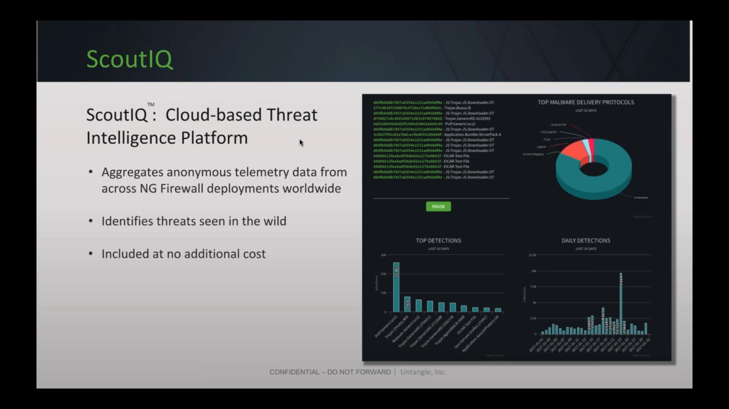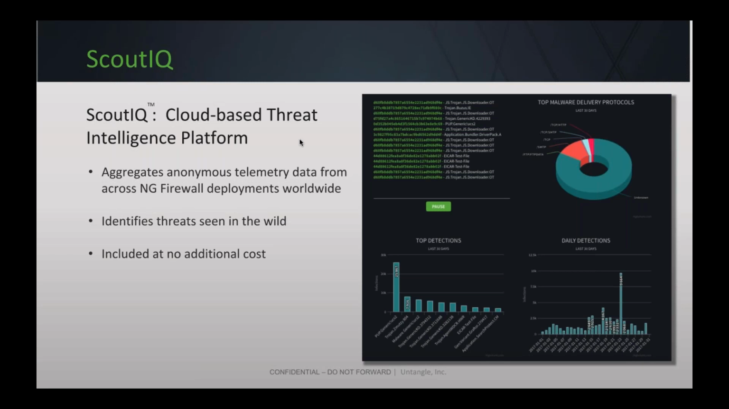So your virus blocker app on Untangle will call out to our Scout IQ cloud to get telemetry data and zero-day information from malware and ransomware and things like that. It's identifying threats that are seen in the wild. And like I said, it's no additional cost. So if you want to go to untangle.com under cloud, you'll see a Scout IQ link. You can read more about it. There's also an intelligence map right there, and that'll show you real-time telemetry data being transferred.